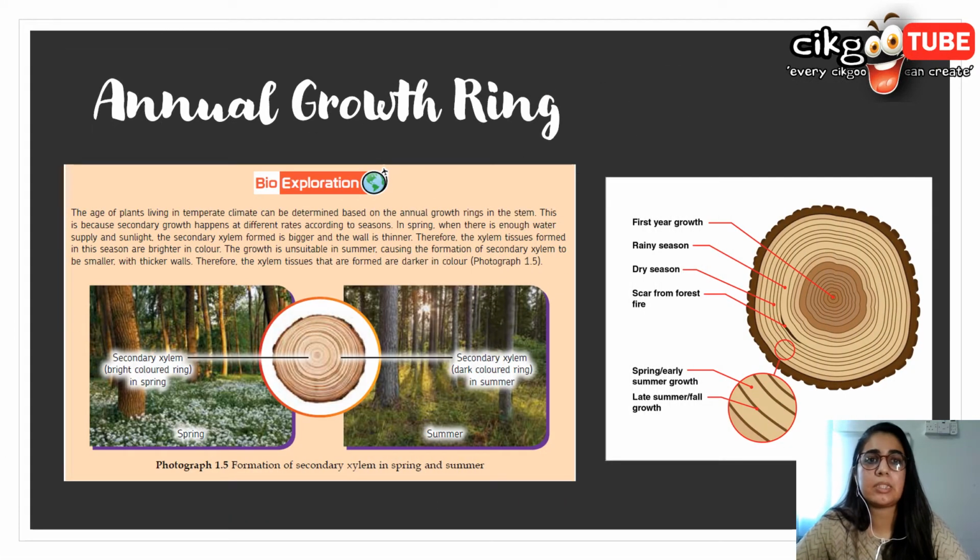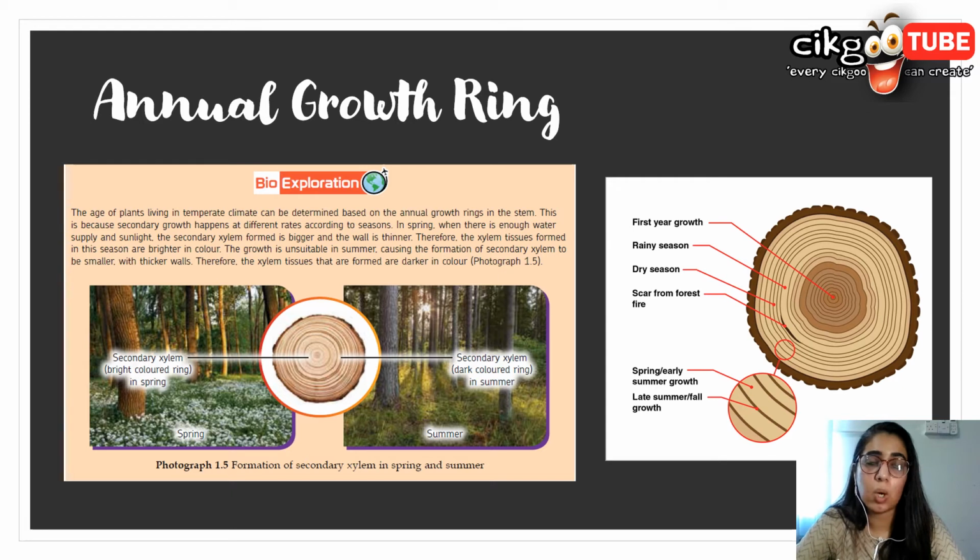Okay, now let's look at annual growth rate. How do we get the age of these trees? In temperate countries, the activity of vascular cambium is not uniform throughout the year. In spring and summer, the cambium is more active and forms larger, thinner-walled xylem vessels because of the favorable conditions, and lighter rings are formed in the stems.